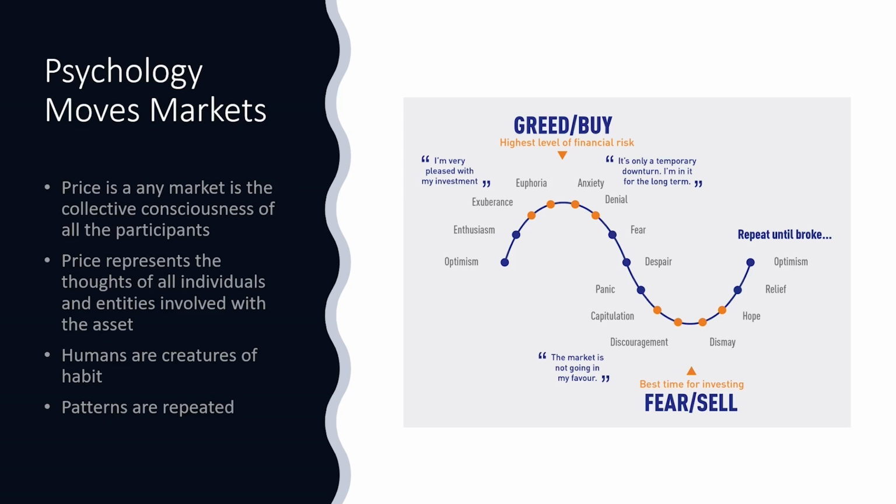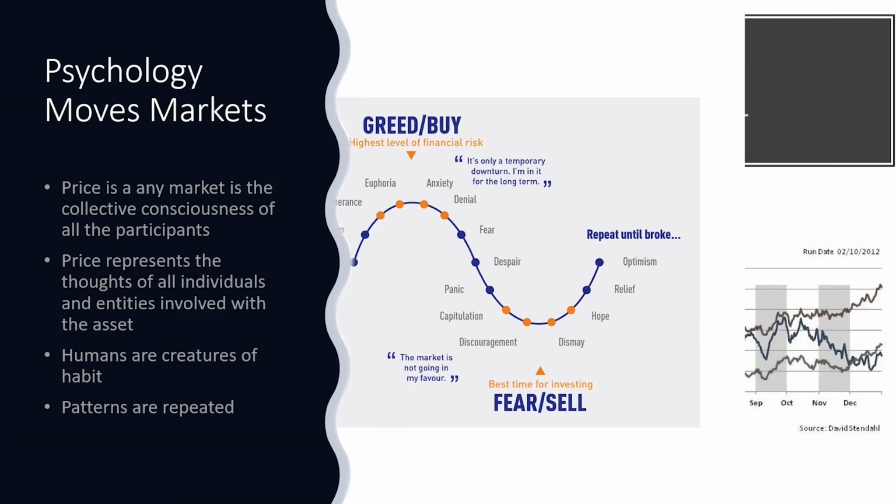So yeah, just by looking at this diagram, you can see you have these different phases: optimism, enthusiasm, exuberance, euphoria. Then the euphoria ends and it's anxiety, denial, not wanting to get out, fear, despair, panic, capitulation, disencouragement, dismay, hope, relief, and then back to optimism, and the cycle repeats itself. So having those greed phases and those fear phases, I'm sure we've all experienced that in our trading. I know I have, for sure. I've experienced every kind of emotion when it comes to trading.